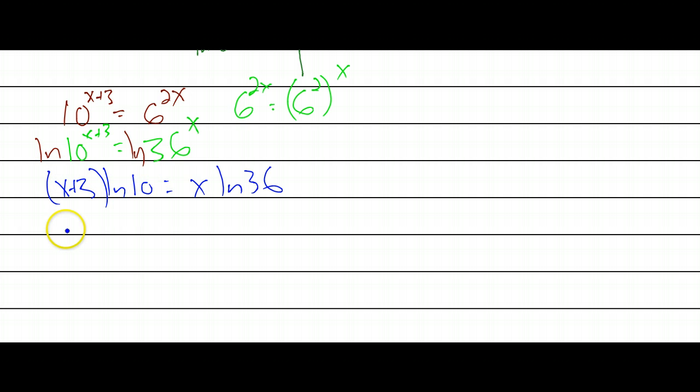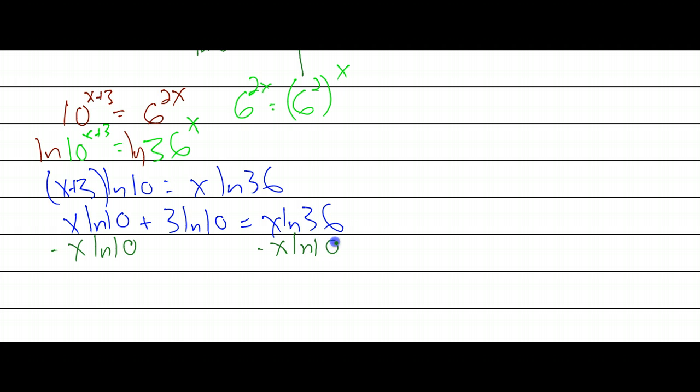Alright. So what we have here is going to be x ln of 10 plus 3 ln of 10 is equal to x ln of 36. Okay. So we have to do a little bit of algebra, more algebra. So let's move this x over here. So minus x ln of 10. ln of 10 is just a constant, right? It's just a regular number. So you can think about it as, I don't know, 2x. And think about this as 6x, you know? It doesn't matter. It's all going to be the same thing.